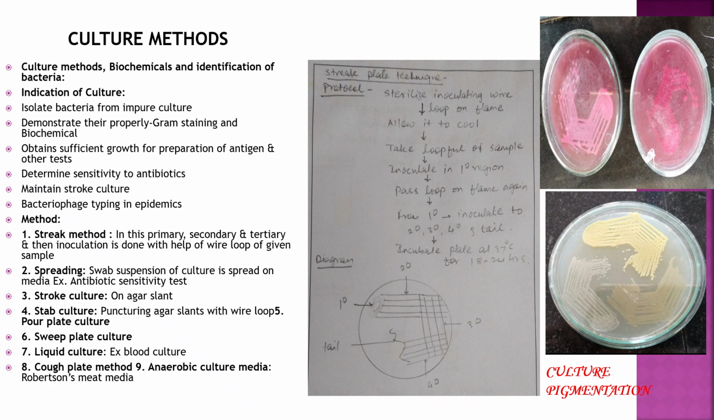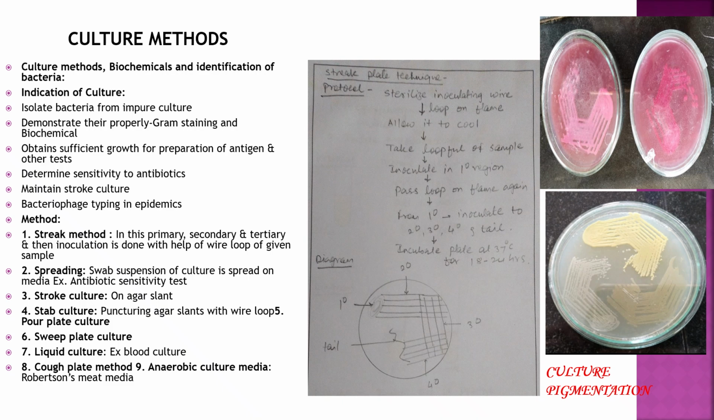Media. Streaking on the plates is done this way. First you have to heat the wire loop on a flame till it becomes red hot. Then wait for some time so it cools, and then take the sample in the wire loop and do primary inoculation. Then from that primary circle draw the lines horizontally, then rotate the plate, again draw the lines, then rotate the plate, again draw the lines, and then a tail at the end. So this is primary, secondary, tertiary and quaternary inoculation you have to do, so that you will get isolated colonies to study colony characteristics.